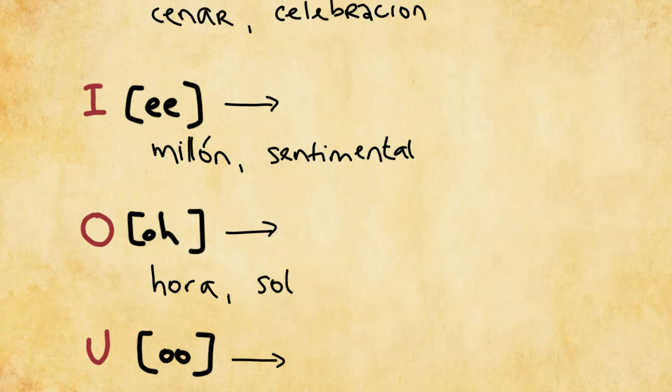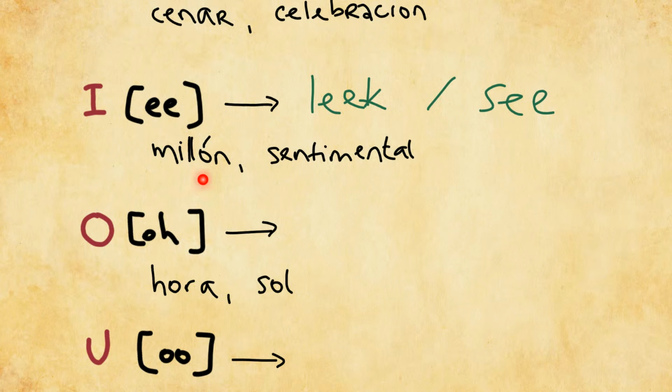Then we have in English I, which in Spanish is pronounced as I, so it is kind of an equivalent of having two E's in the English language next to each other, like in the word leak or sea. Okay? So to show it to you in some Spanish words, we have millón, which is million, and sentimental. Again, you can hear it. Leak, sí, sentimental, millón. So this is the sound that you want to have for the Spanish I.